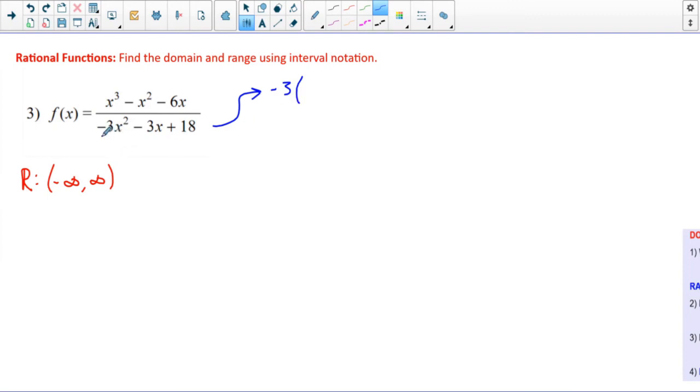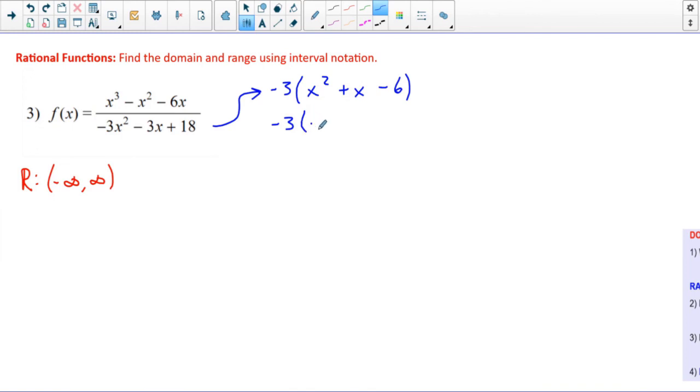The other thing I notice is I can also take out a GCF of 3. I could divide 3 out of all of these numbers. So this would be x squared plus x, and then 18 divided by negative 3 is negative 6. All right. So my first step, and you don't have to do that. It just makes it easier to factor. You could also just factor it like that. We get the same answer. So let's go ahead and factor this.